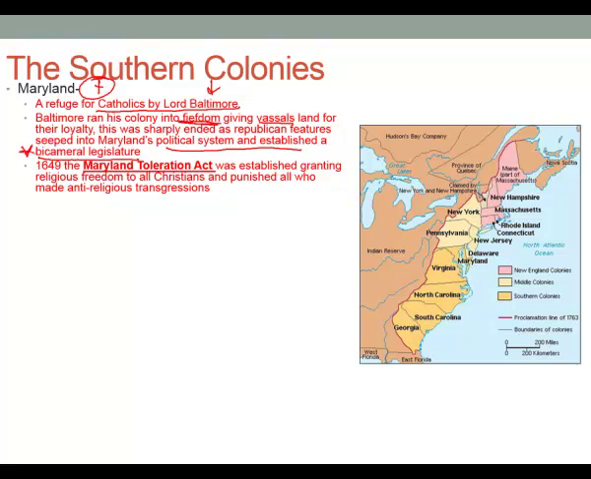This is an example that you could have political systems. How are they varying? They have a bicameral legislature. We will have examples as we move forward and actually construct our own federal government of the successfulness of this. Maryland Toleration Act, granting religious freedom to all Christians and punished anyone who made anti-religious transgressions.